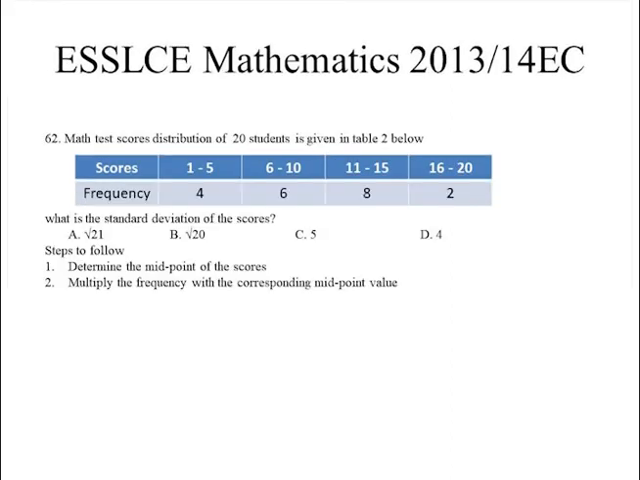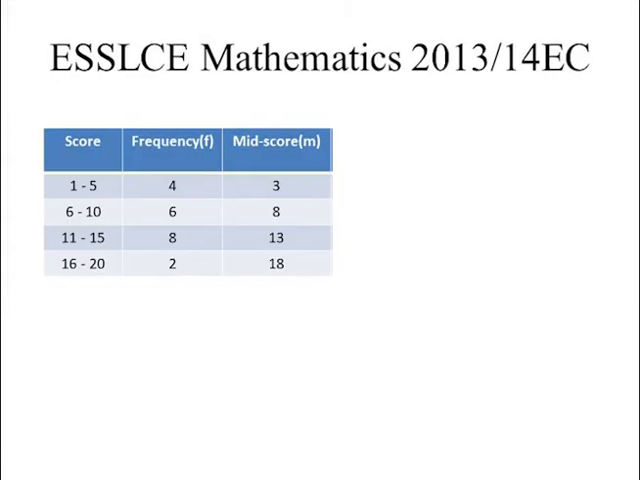Step 2. Multiply frequency with the corresponding midpoint value. That's multiply column 2 by the corresponding elements of column 3. 4 times 3 is 12. 6 times 8 is 48. 8 times 13 is 104. 2 times 18 is 36.